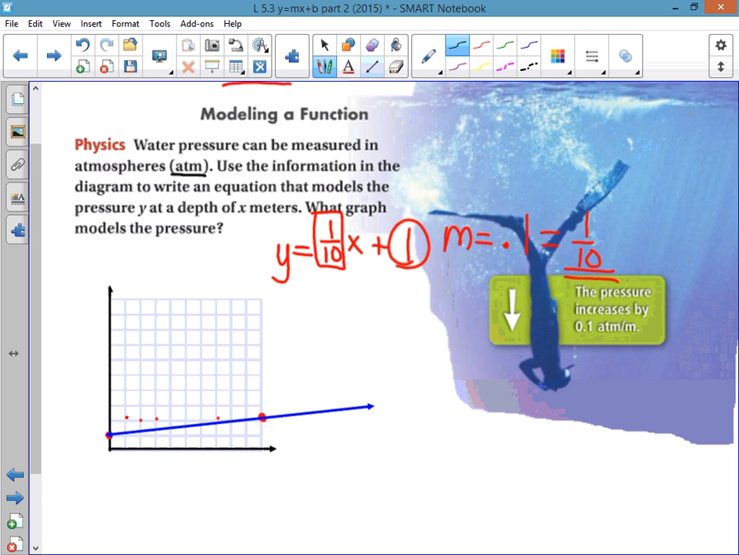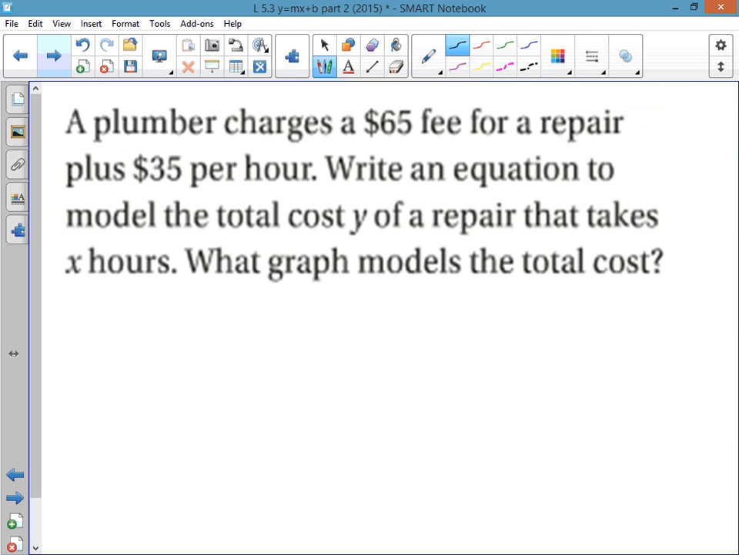So I'd like to do one more problem, and that problem looks like this. It says a plumber charges a $65 fee for repair plus $35 per hour. Write an equation to model the total cost y of a repair that takes x hours. What graph models the total cost?